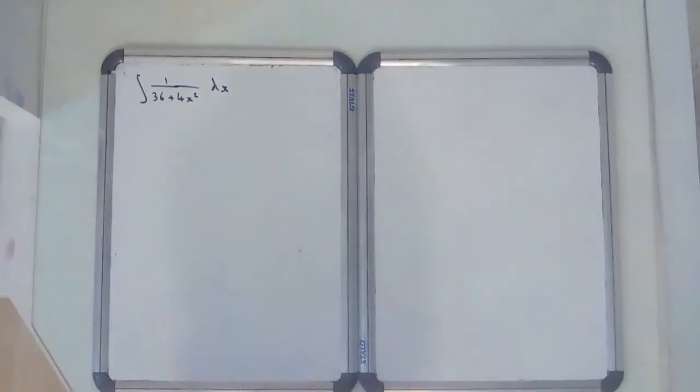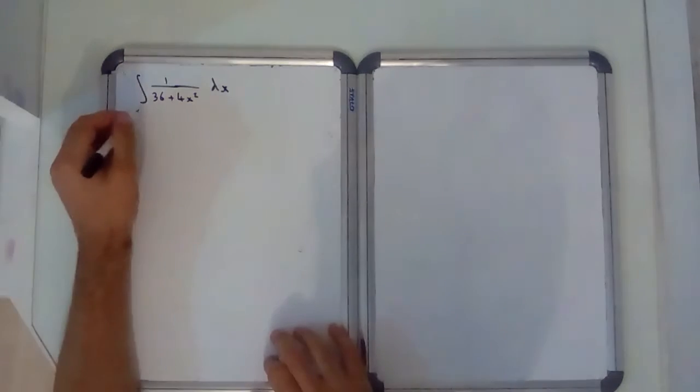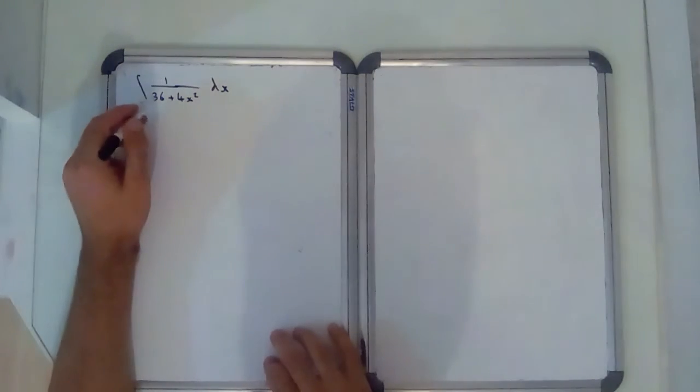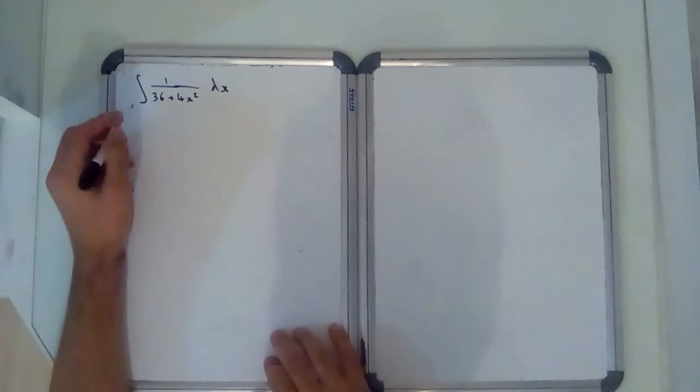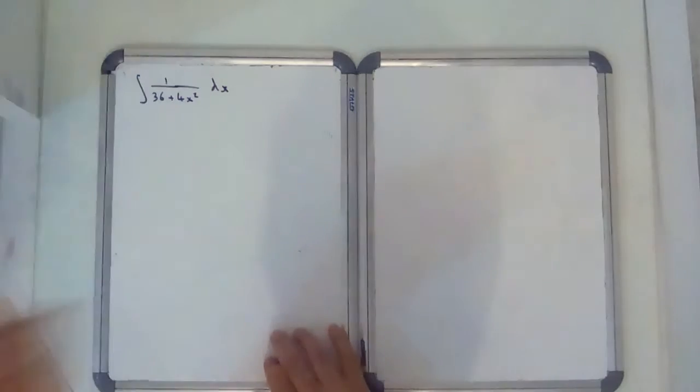Okay, here we're going to use a special substitution to find the integral with respect to x of 1 over 36 plus 4x squared, dx. So the first thing to look at is that we've got a common factor of 4 in the denominator. So I'm going to factorize that denominator and see if we can pull something out.